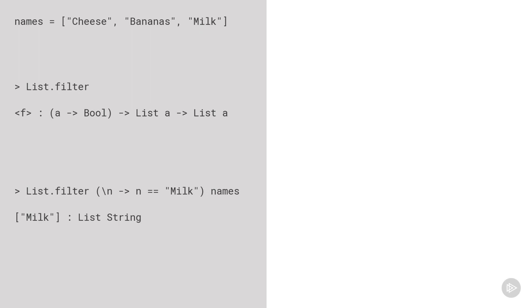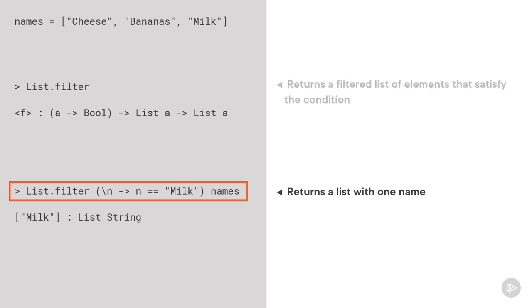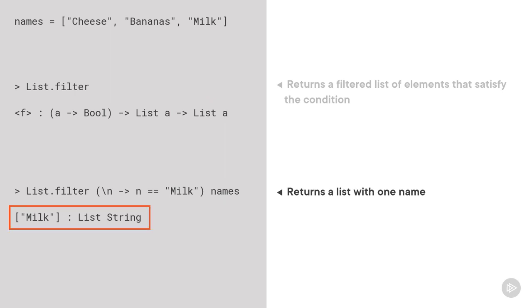The next relevant list operation is filter. Filter returns a list of elements that satisfy a condition. The first parameter is the condition function that takes an element and returns a boolean. The second argument is the list of elements. Filter returns a new list of elements of the same type. In this example, milk is already in the list, so we get a list with just one name.